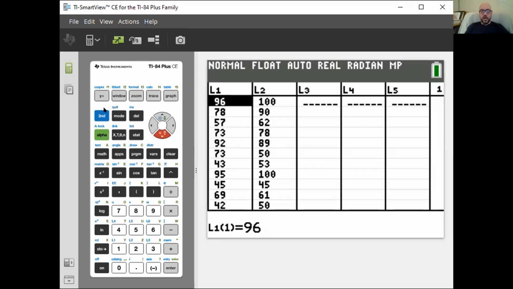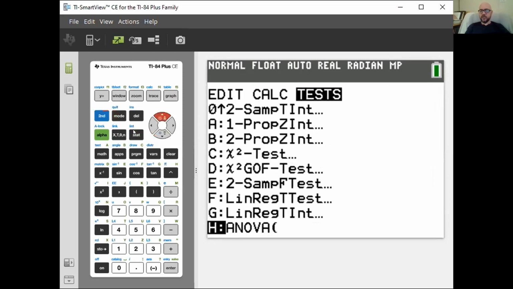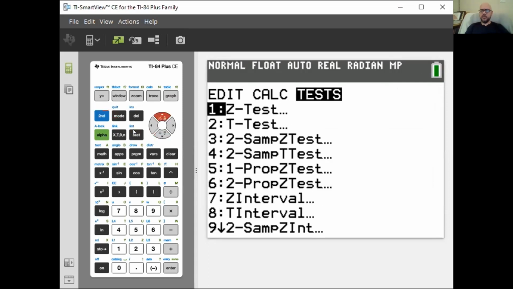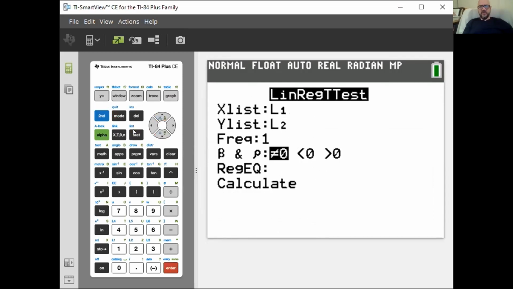So I'm going to go ahead and quit out of here, and then I'm going to go to stat, tests, and LinRegTTest, which is way at the bottom here. So way down at F. Oh, and by the way, in case you didn't know, if you hit up when you're at the top of the list, it'll go to the bottom of the list. Like, it'll wrap around Pac-Man style. I don't even know if you guys get that reference, but it'll wrap around. So I'm going to do LinRegTTest, and it's going to give us a little bit of stuff to input here.